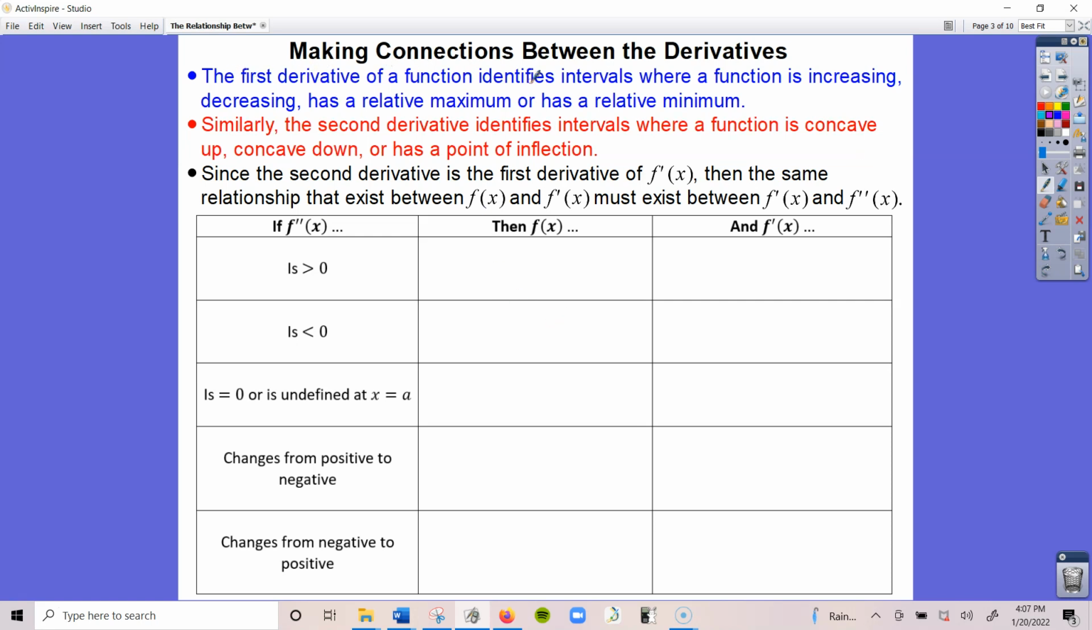The first derivative of a function identifies intervals where a function is increasing, decreasing, has a relative maximum, or has a relative minimum. The second derivative identifies intervals where a function is concave up, concave down, or has a point of inflection. Now you're probably wondering, what is this concave up and concave down? So let me show you.